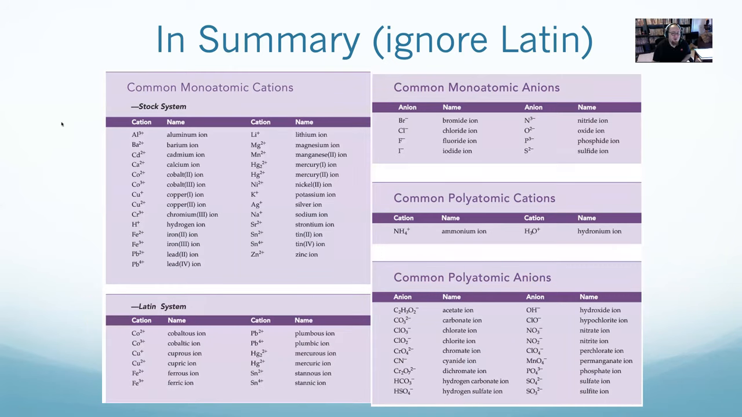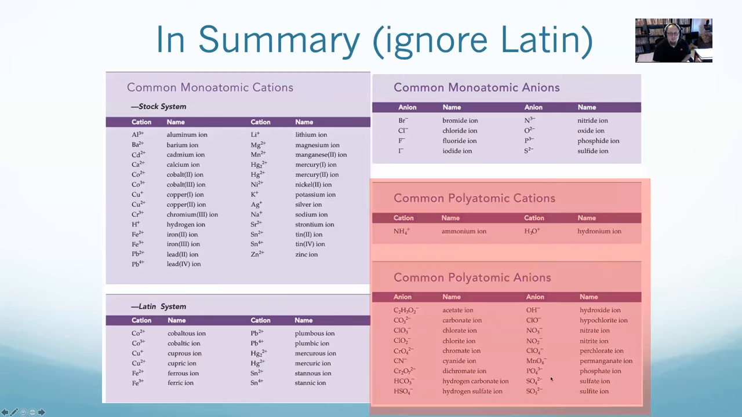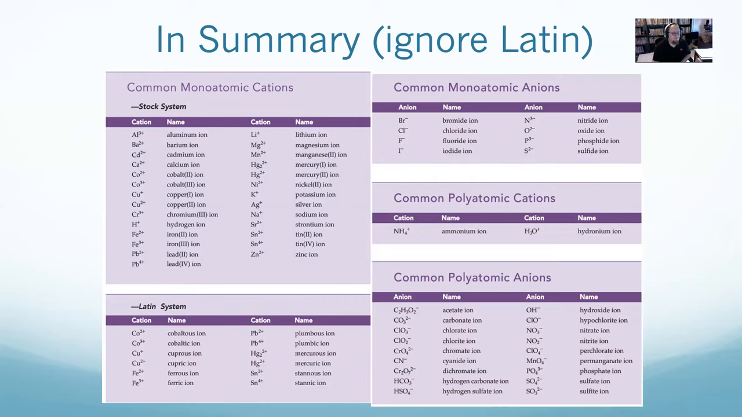But it does say like cobalt can be cobalt 2 or cobalt 3. Copper can be copper 1 or copper 2. It actually has some of the other ones too, though you can figure out most things from the table. This also has the polyatomic ions. So if you need a list of polyatomic ions and what the name and charge is, use this. This is just here for your help. It's also on the back of my periodic table.